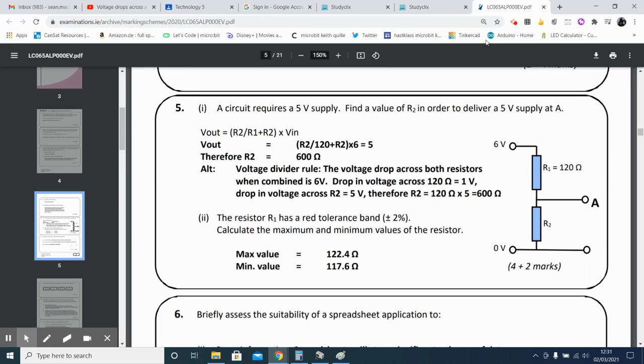Let's have a look at this solution with a marking scheme. You can use a formula, or alternatively, you can explain it the way I did and just write in your answer, 600 ohms. So always put in a little explanation as to which way you're doing it, just to back yourself up and get those marks.